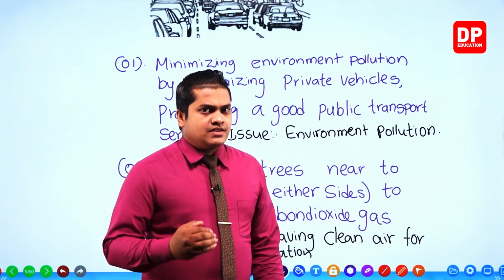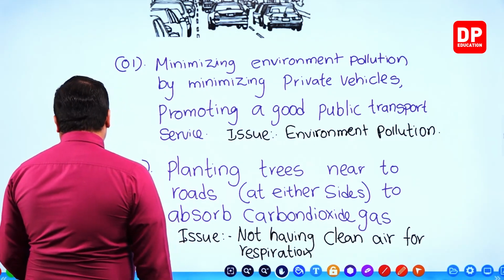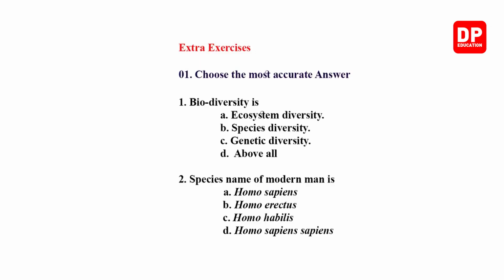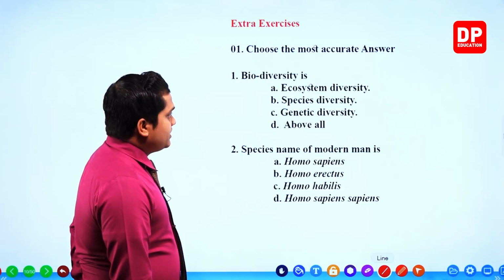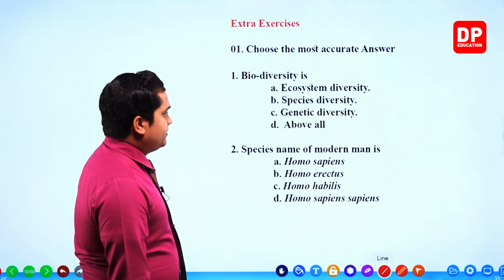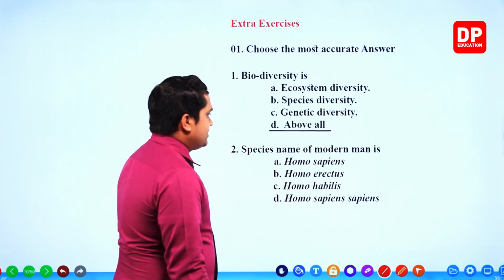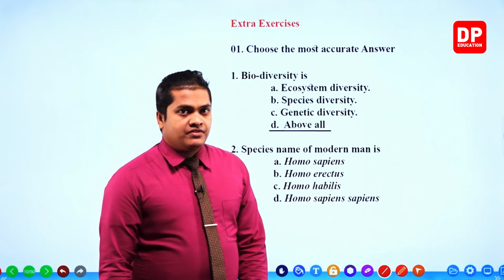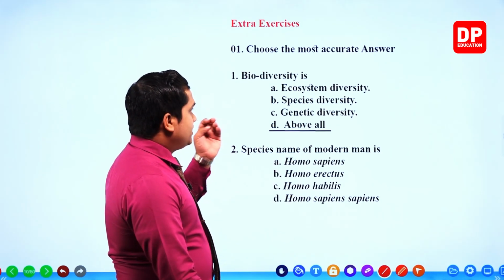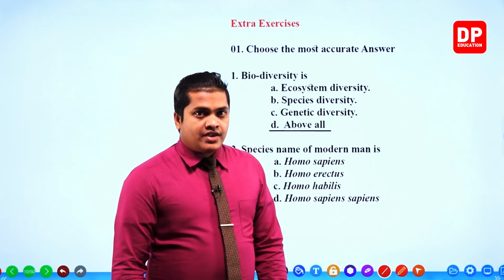Okay, now we'll discuss several extra questions related to the biodiversity lesson part. Right then. So in here, the first type of question given, you have to select the most accurate answer. Number 1, biodiversity is ecosystem diversity, species diversity, genetic diversity, above all. It's very simple, my dear children. We know that all of these things can be considered as biodiversity. Biodiversity is the collection of genetic diversity, species diversity, and as well as ecosystem diversity.